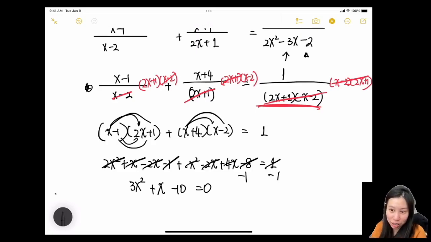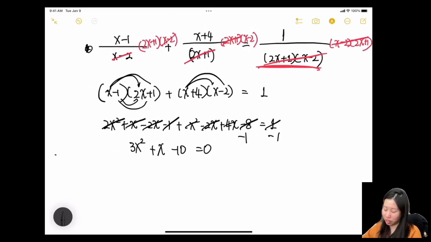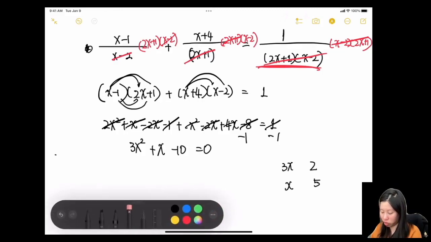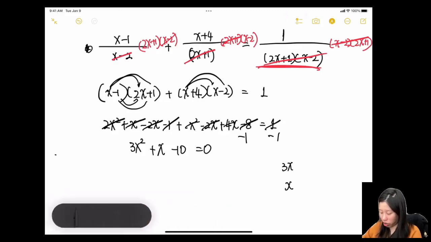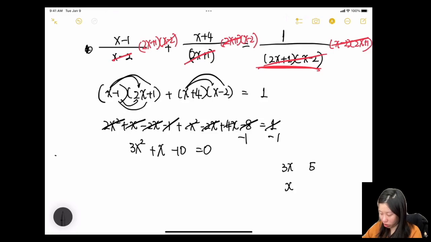Okay, now we factor it. Whew. We factor it again so that we can solve for x. So 3x and the x. So 10 we can factor as 5 and 2. Let's see if that works. 5 and 2. Oh, doesn't work. It's the opposite. 5x, 5, and 2. So let's do positive 5 and negative 2.